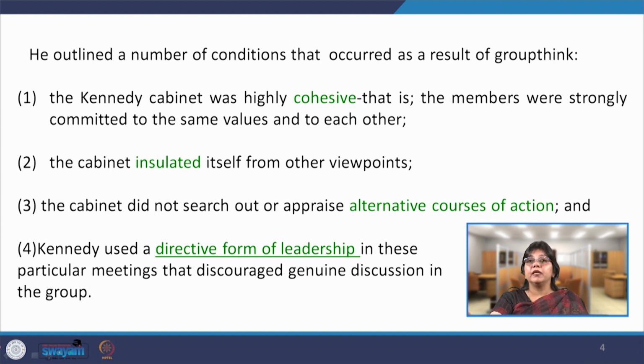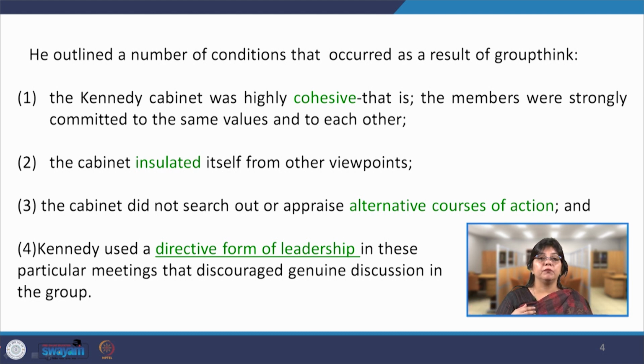The Kennedy cabinet was highly cohesive. That is why they engaged in that risky decision, and the members were strongly committed to the same values and to each other without understanding and knowing the potential threats. That means consensus leads to groupthink. The cabinet insulated itself from other viewpoints. They were so much into compliance, and high consensus was there, that they insulated themselves.